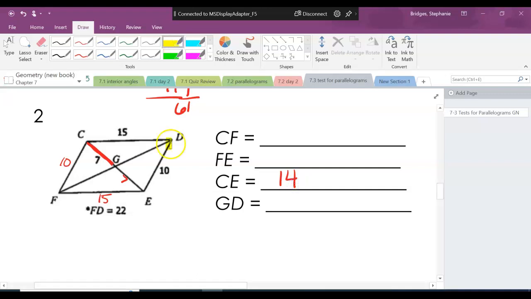FD is my other diagonal. It tells me at the bottom of this picture that that whole thing is 22. So what would each piece be? What is each piece going to be then if it's cut in half? 11. Okay. CF is 10. FE is 15. And GD is 11.